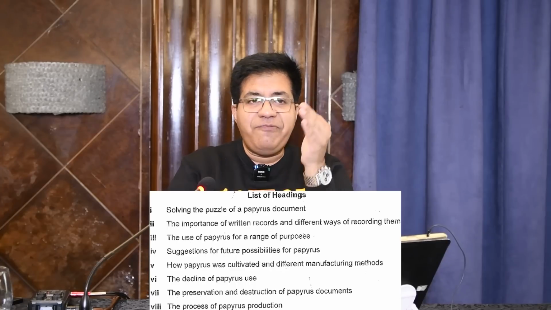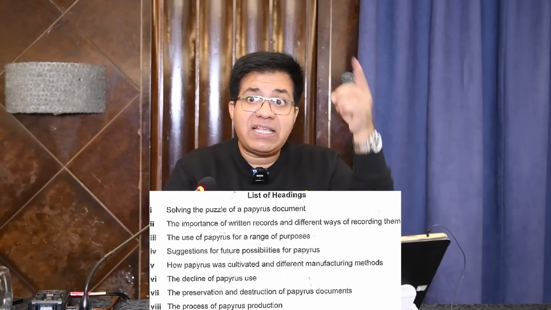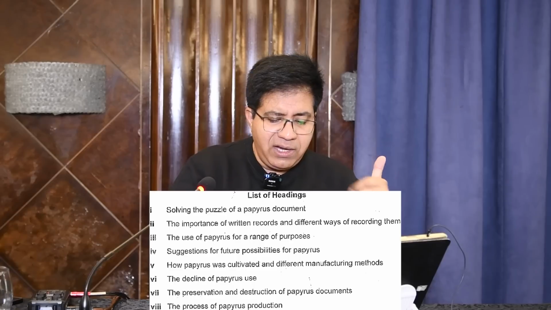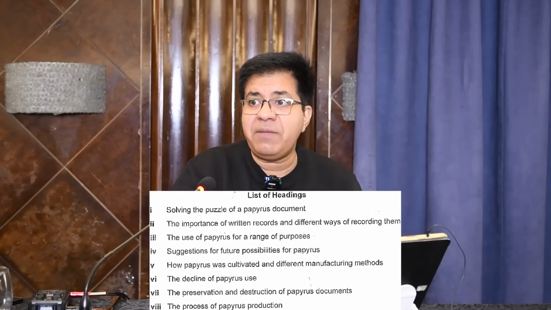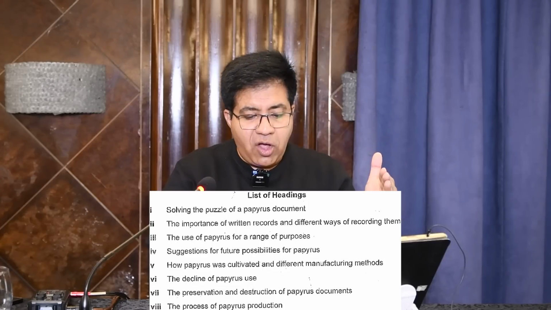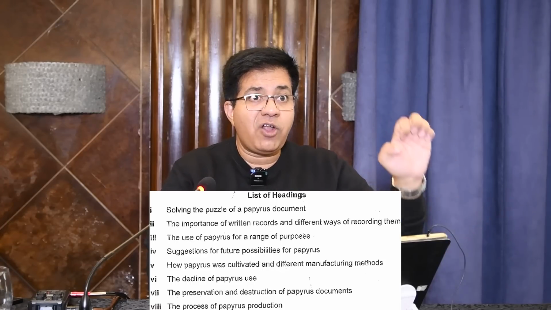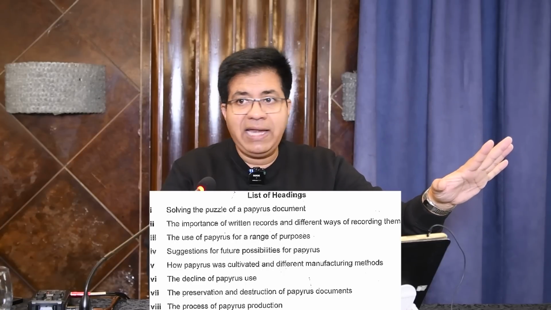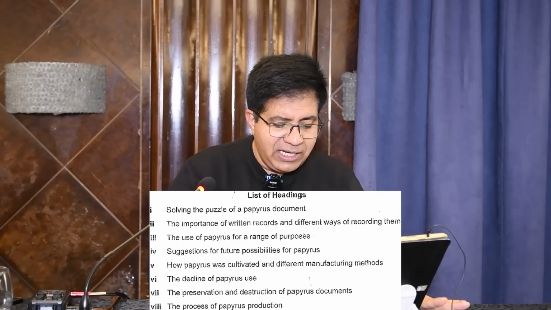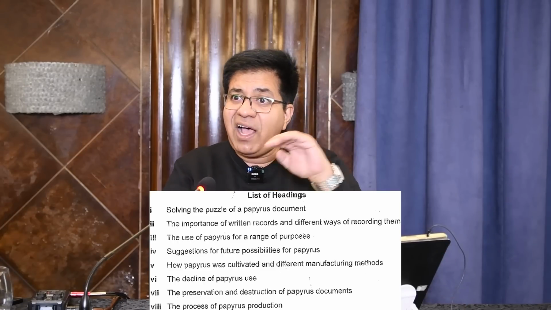Now listen, when one heading has an "and", you have to be careful with the second part. One part is cultivated. Second part, different manufacturing methods. Now if with cultivation, they talk about manufacturing method, this will go there. But if they talk about cultivation only and they don't discuss manufacturing method, then it will not go there. Heading number 6, decline of papyrus use, and this will come in the last paragraph.